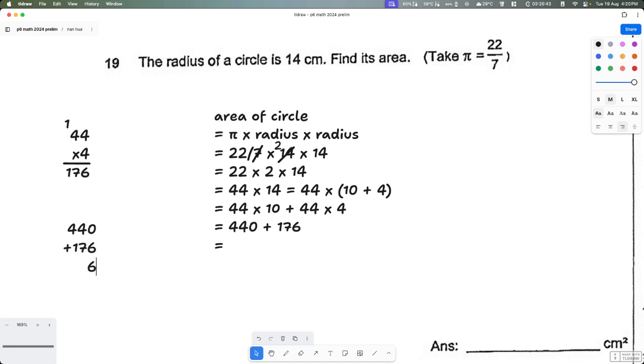Okay, so it'll be 6. 4 plus 7 is 11, you put 1 on top. And then 4 plus 1 is 5. And then this will be 6. 616. There you go, that's the answer. So many steps just to do this, but yeah, you need to calculate. Make sure you double check with your calculation because there's no calculator here.